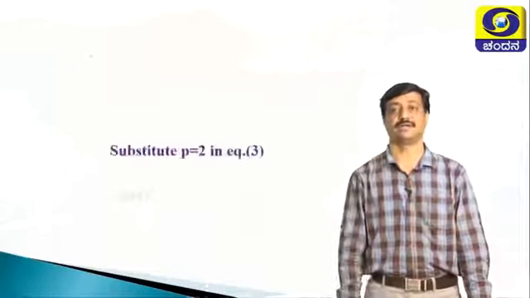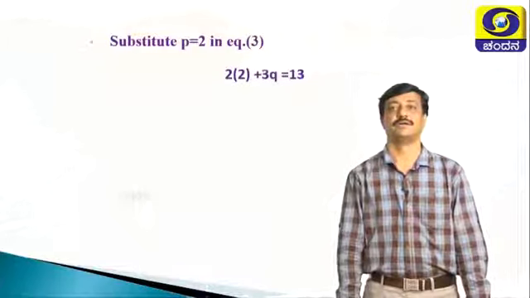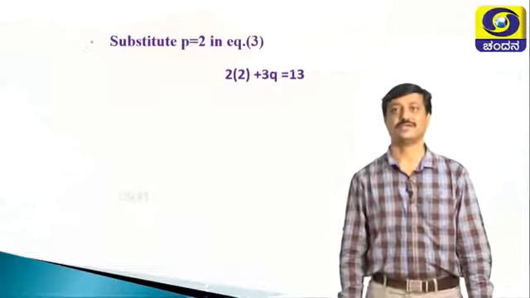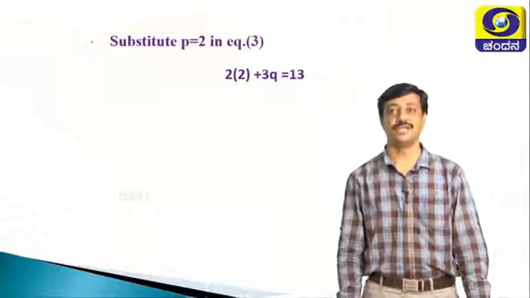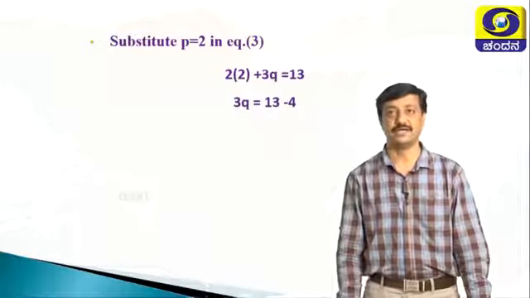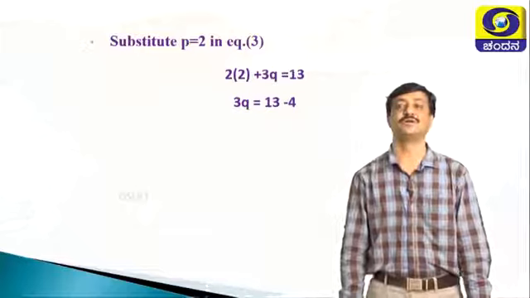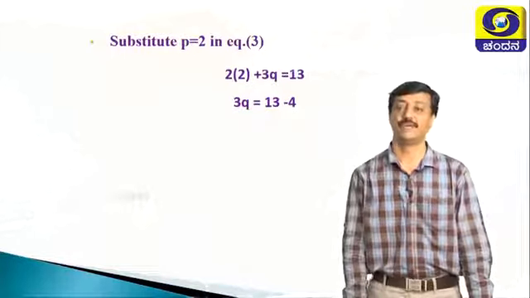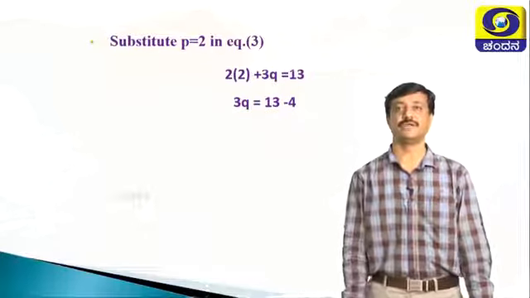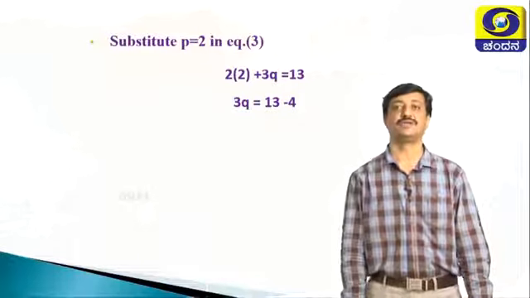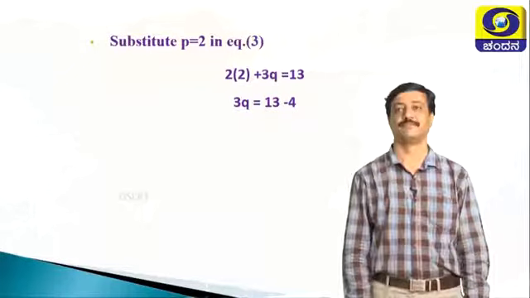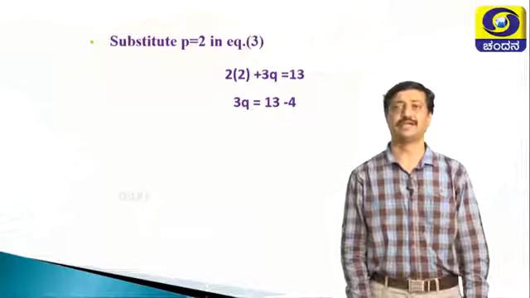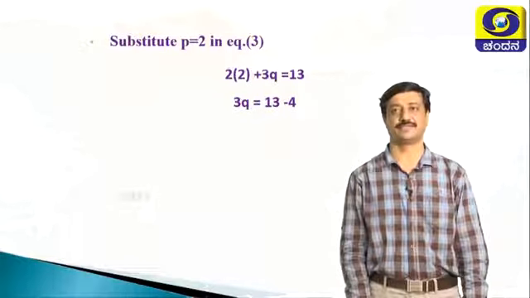You will get 2 into 2 plus 3q is equal to 13. 2 into 2 is 4, so 4 plus 3q is equal to 13. 3q equals 13 minus 4. After transposing 4 to the right side, it becomes minus 4. Finally, we get 3q is equal to 13 minus 4.